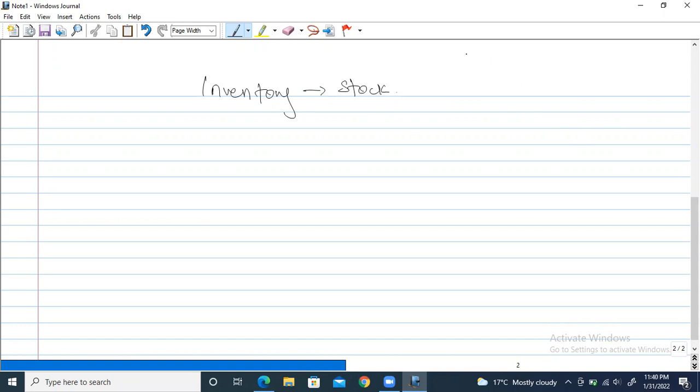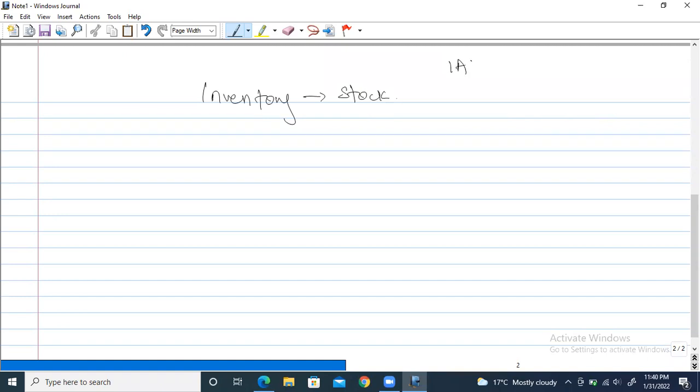Those are basically known as IAS, or the other word for these is IFRS. IFRS means International Financial Reporting Standard, and IAS means International Accounting Standard. They keep competing with each other: one standard becomes old, the other one comes into place, and as soon as that one goes outdated, another standard comes in again.